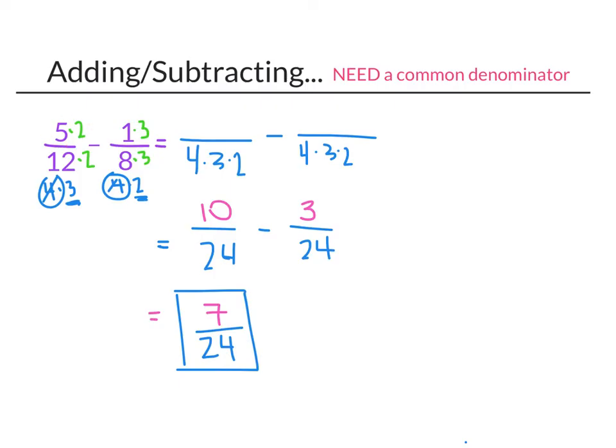5 times 2 gave me this 10. 1 times 3 gave me this 3. Common denominator is there. Leave the denominator. 10 minus 3 gets me the 7. 7 over 24, again, it just does not reduce. So that is my final answer.